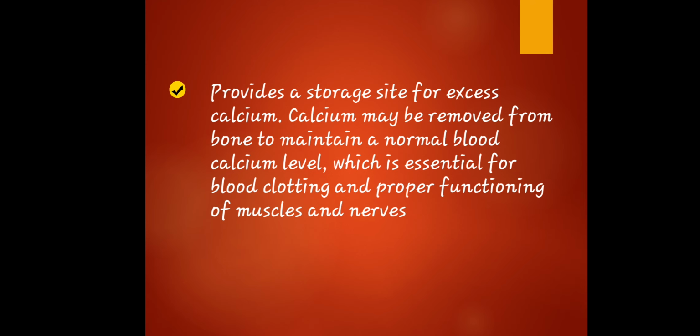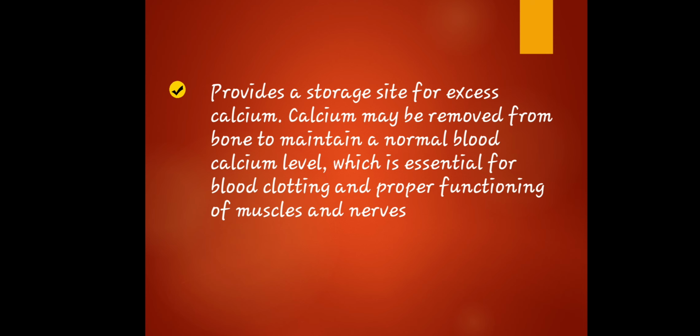Calcium may be removed from bone to maintain a normal blood calcium level, which is essential for blood clotting and proper function of muscles and nerves. That is the reason why bone can store calcium. Can you imagine, the bone stores 99% of the body's calcium and 85% of another element, which is phosphorus. It is very important to keep the blood level of calcium within a narrow range. If our blood calcium gets too high or too low, the muscles and the nerves will not function.